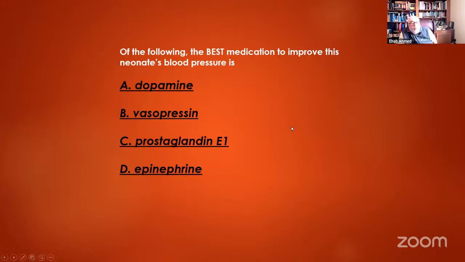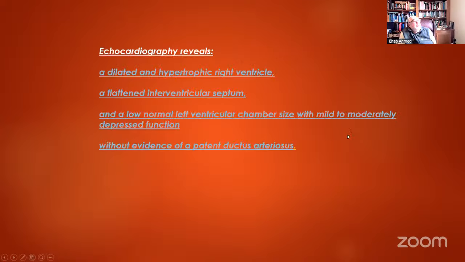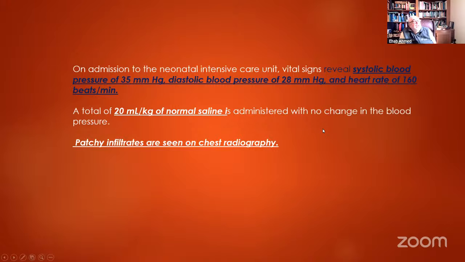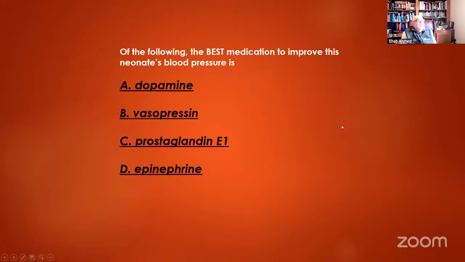Prostaglandin, it opens the ductus. No one mentioned that prostaglandin opens the ductus. But does it open a ductus that has been closed for weeks and weeks and now it's anatomically closed? Here comes the trick. This mother was on ibuprofen for weeks and weeks and weeks, all through pregnancy. So this ductus is anatomically closed. Can you open an anatomically closed ductus with a prostaglandin? The answer is no.